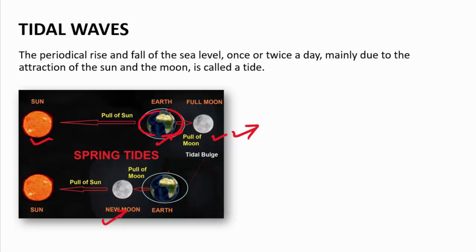Now these areas where you can observe the tidal bulge experience high tides, known as spring tides, when sun, earth and moon are in line. The areas which do not see the tidal bulge have the formation of low tides.